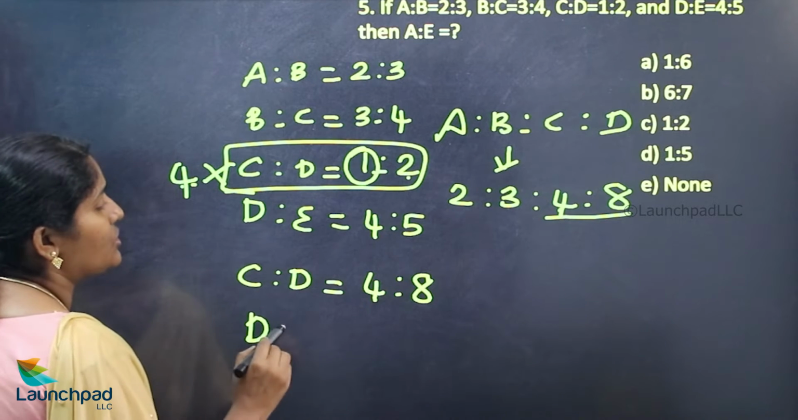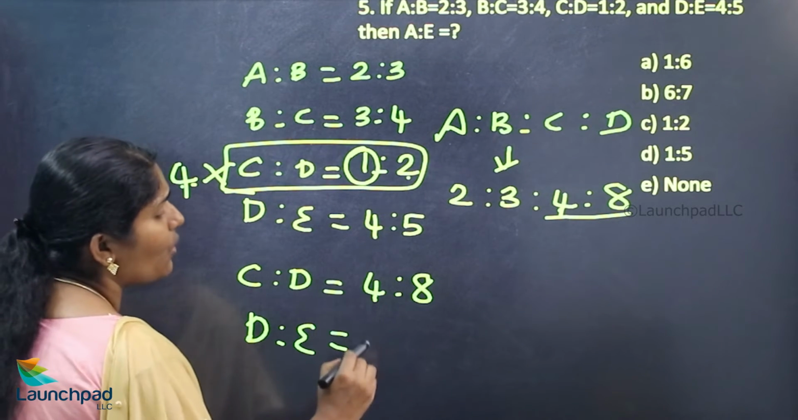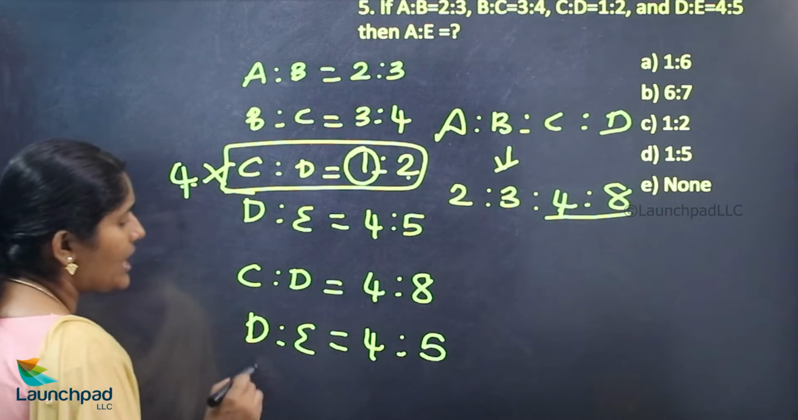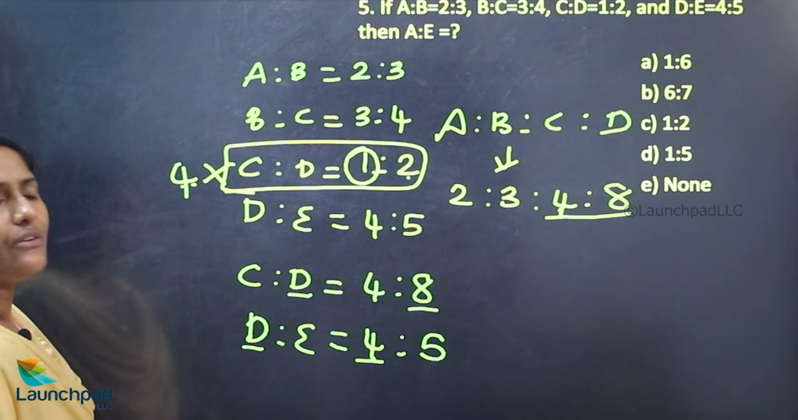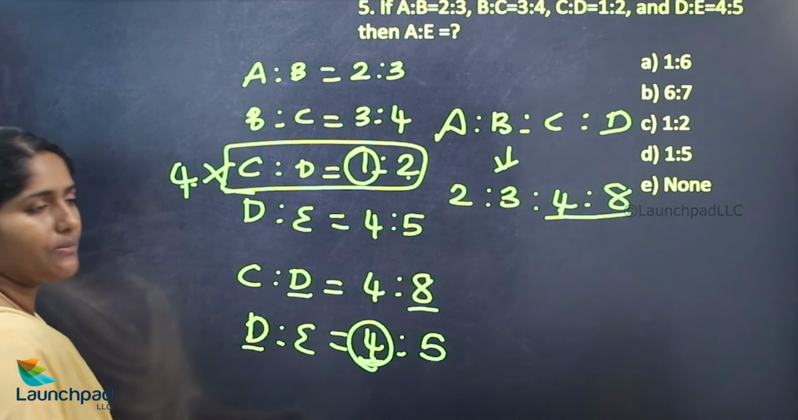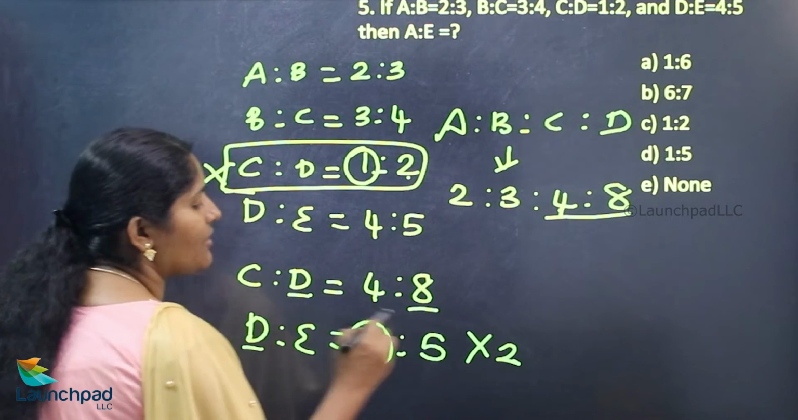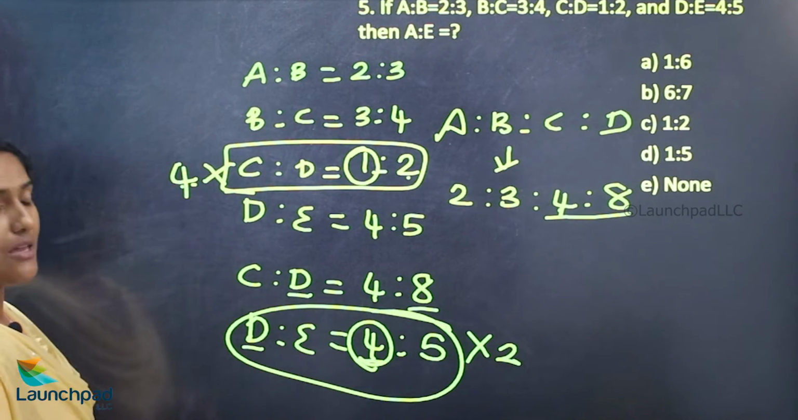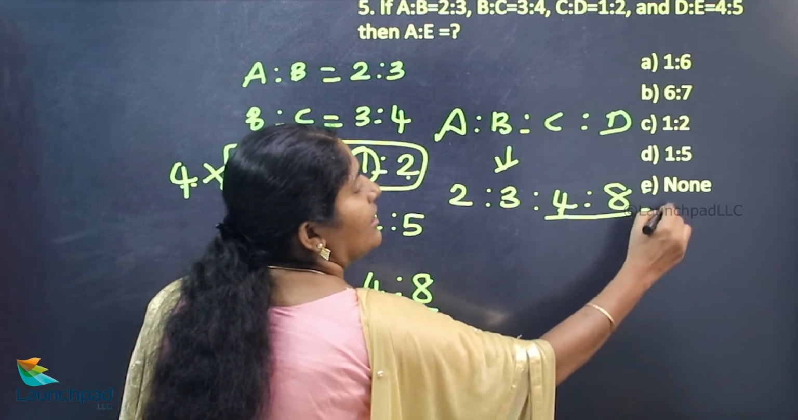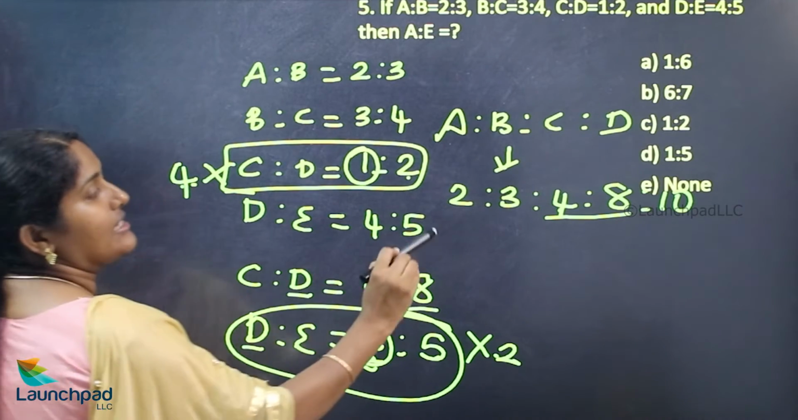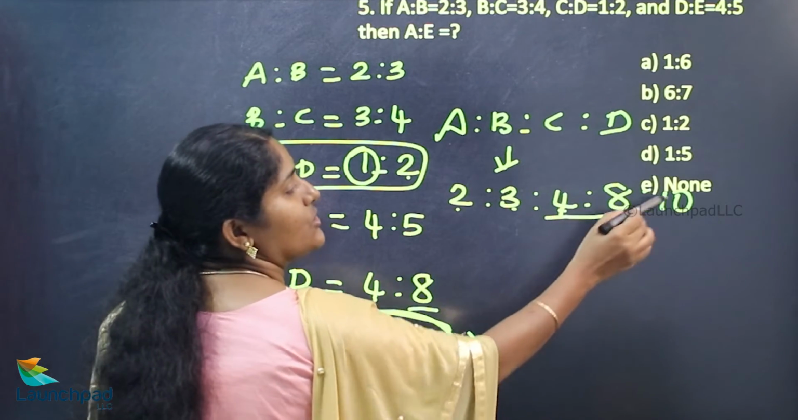Now D is to E is what? 4 is to 5. Now the D value is 8 and here the D value is 4. We should convert this 4 into 8 by multiplying this entire value by 2, and we get the same answer. 4 2s are 8 and E value 5 2s are 10. So this is the answer: 2 is to 3 is to 4 is to 8 is to 10.